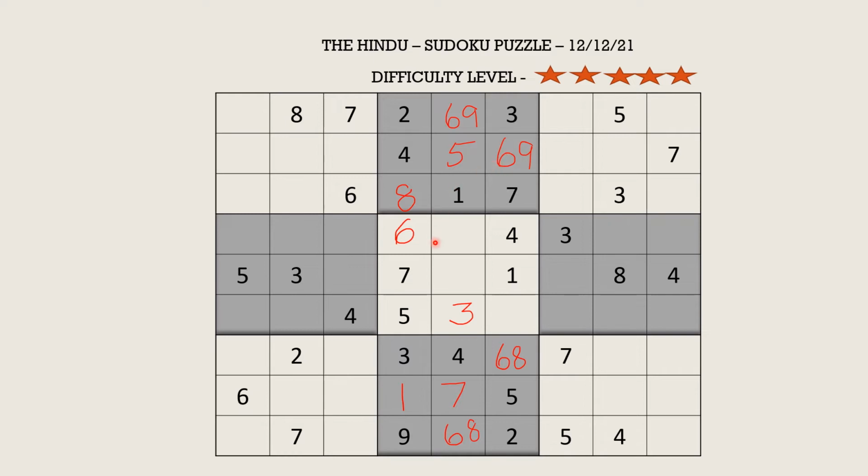Now coming down here, okay, so basically there are 3 empty cells and the missing numbers are 2, 8 and 9. So we have 2 blocking here. So this cell takes 8 and 9.